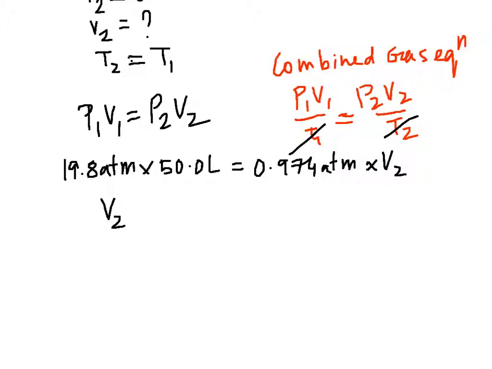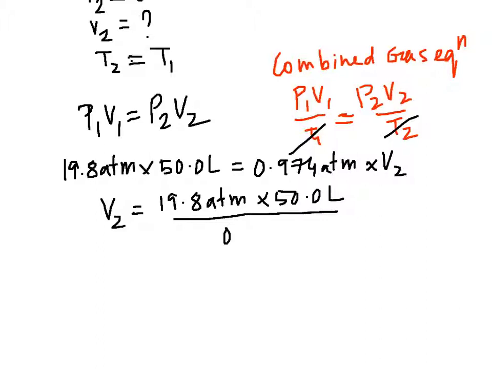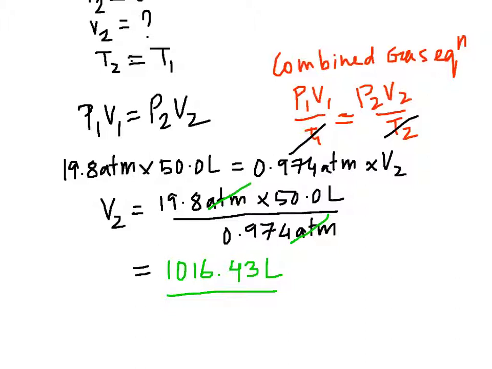So if you rearrange this equation, you'll get V2 is equal to 19.8 atmospheres times 50.0 liters divided by 0.974 atmospheres, which is equal to, so you can very easily cancel out atmospheres and atmospheres, and what you're going to end up with is 1016 point something liters. That should be 1016.43 liters, and you can calculate for significant figures. That's basically how you do this problem.